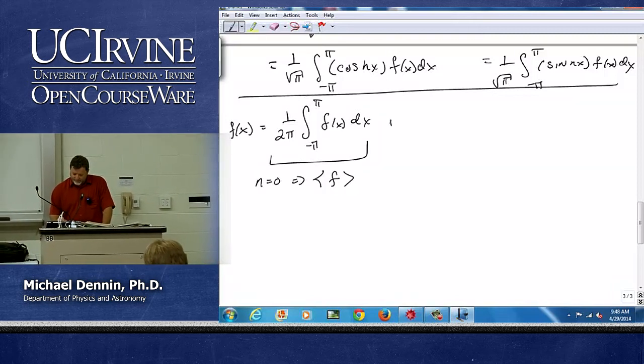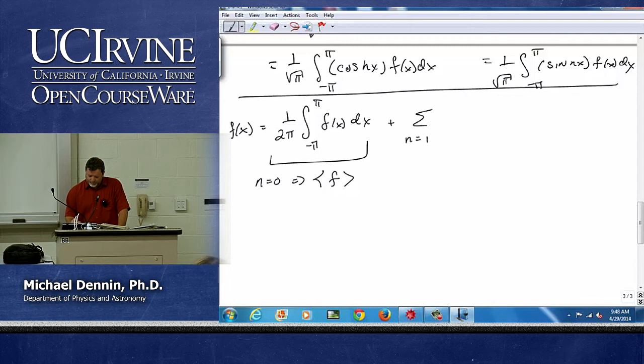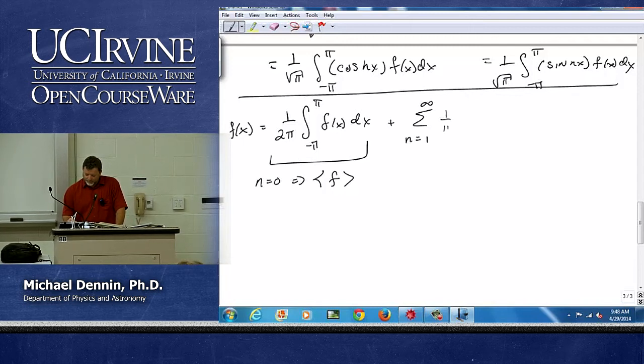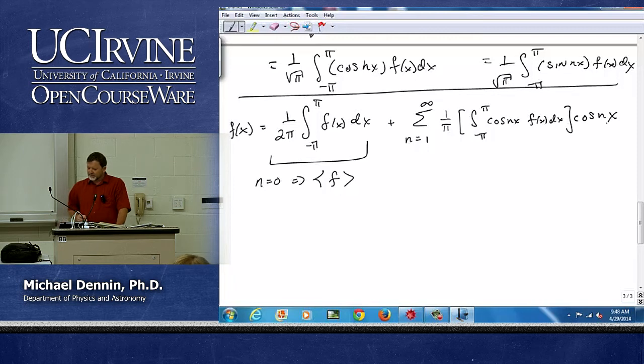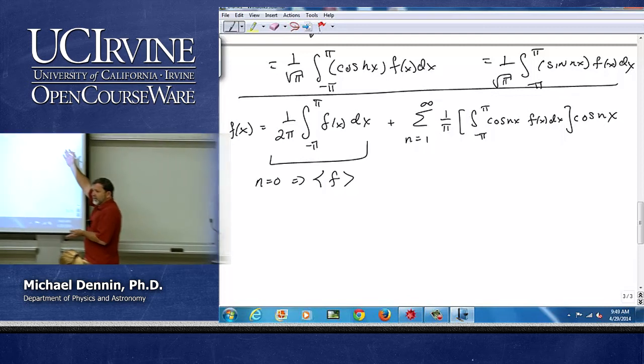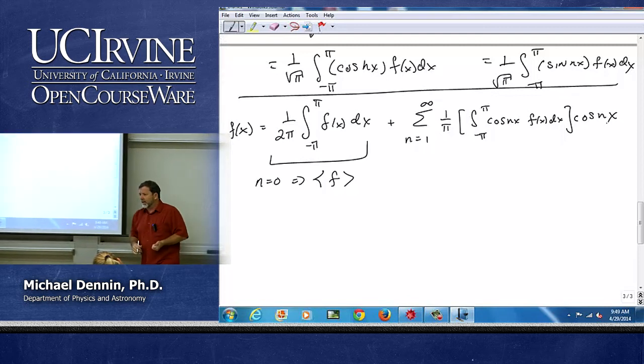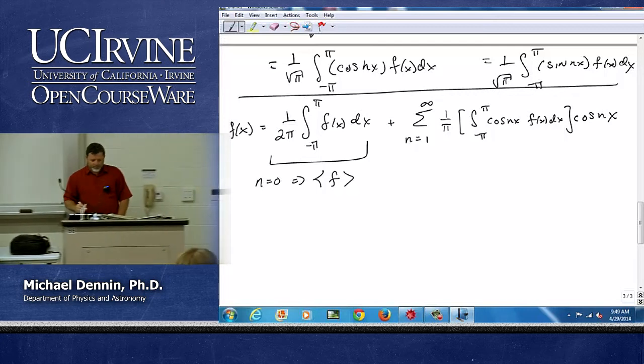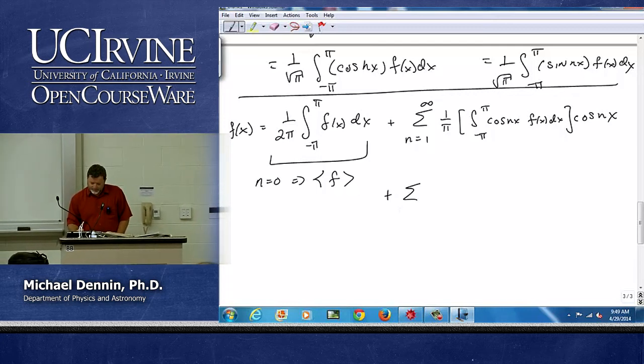And then I get a sum from n equals 1 to infinity of 1 over pi, the integral from minus pi to pi of cosine nx f of x dx times cosine nx. That's the cosine series. Using my notation or the book's, that's what it is explicitly when you plug in for the a sub n. And then, of course, you have the sine piece.